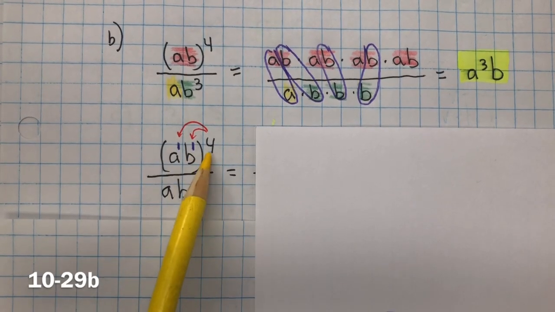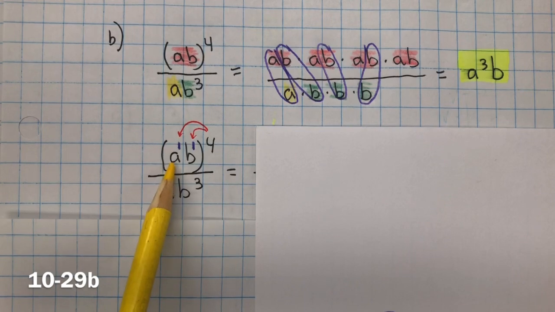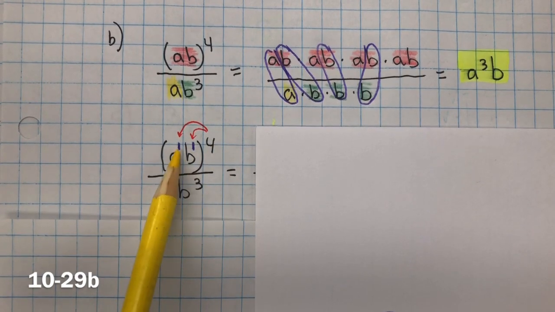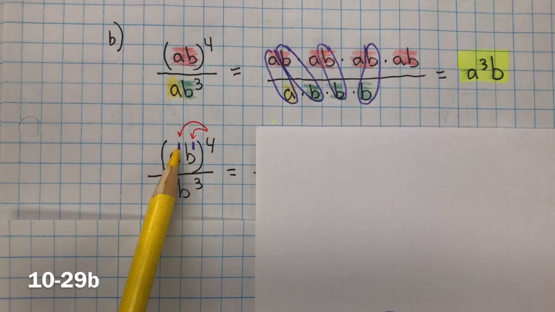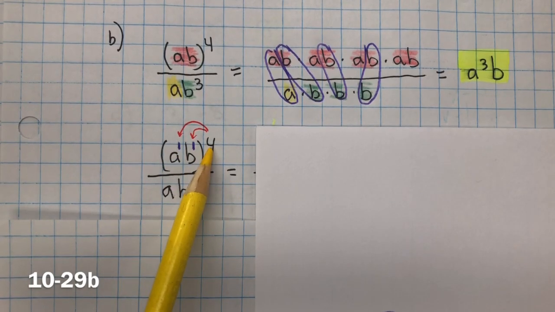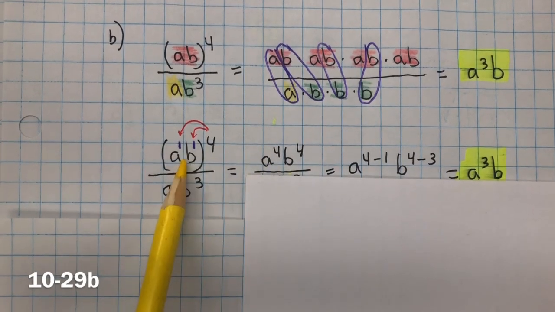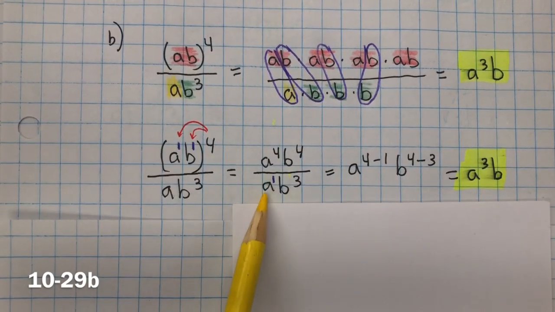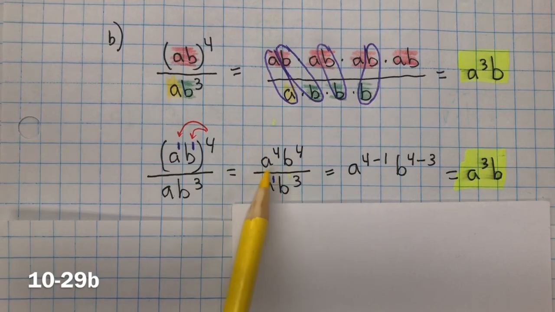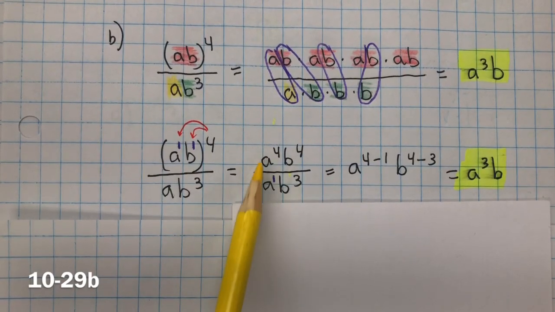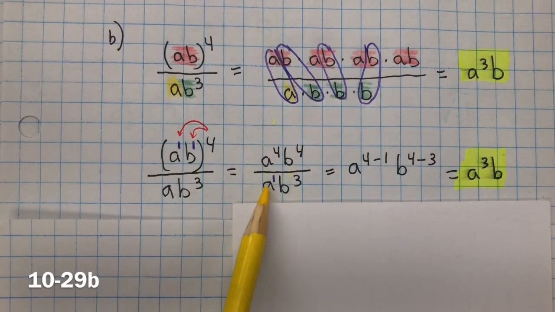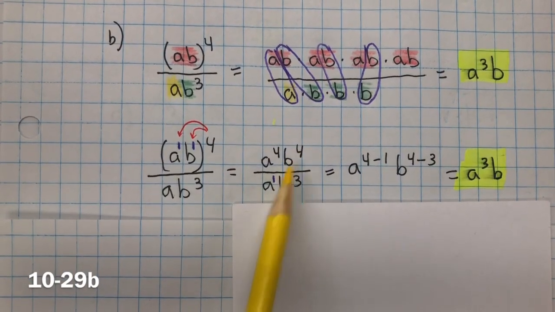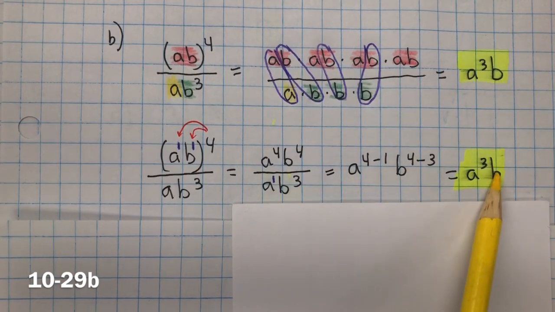Another way to solve this is to distribute this exponent to both a and b. And I put a to the 1st and b to the 1st. And I distribute this 4. Remember, a power to a power, you multiply. So a to the 1st multiplied by 4 is a to the 4th. b to the 1st to the 4th, 1 times 4 is 4. And then I have a to the 1st on the bottom. And now we're just dividing with like bases. A to the 4th minus a to the 1st gives us a to the 3rd. b to the 4th minus b to the 3rd gives us b to the 1st, or just b.